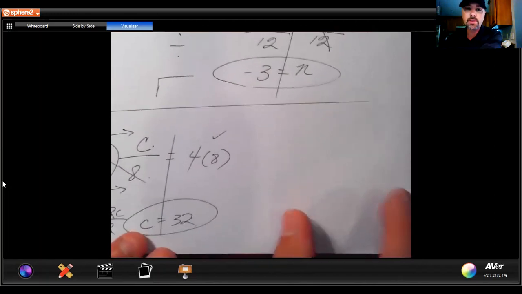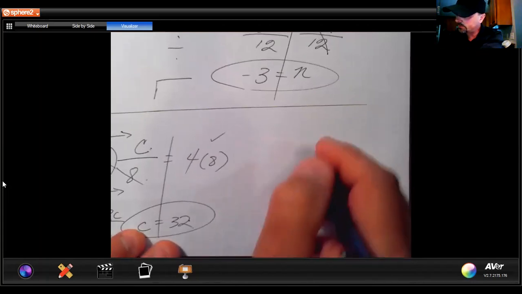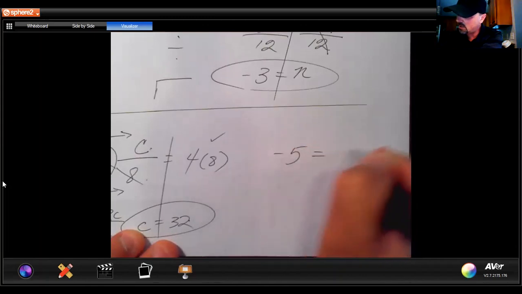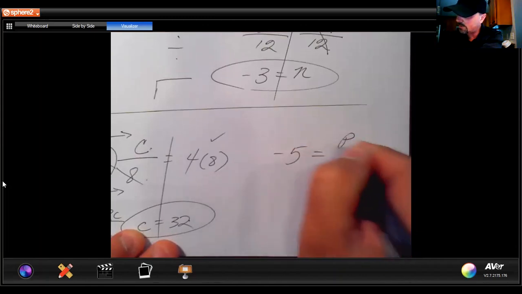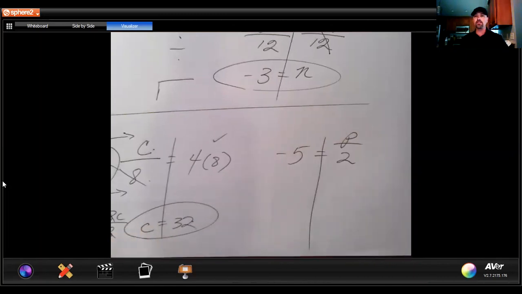One more example, then we're going to do some practice problems, and then we'll be done. So how about -5 is equal to p divided by 2. All right, why don't you go ahead and give that a try. Give that problem a try, and then come back and check your work.